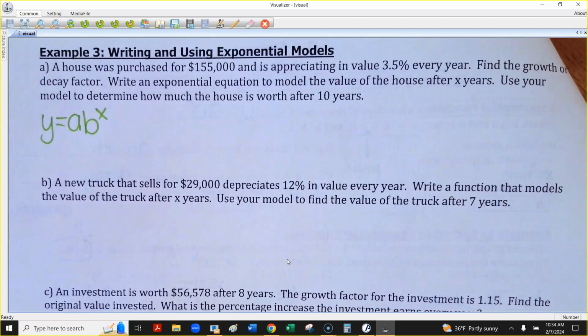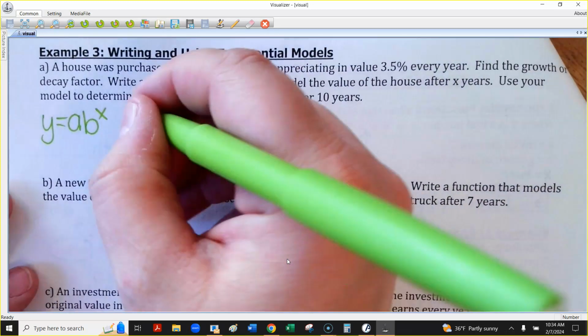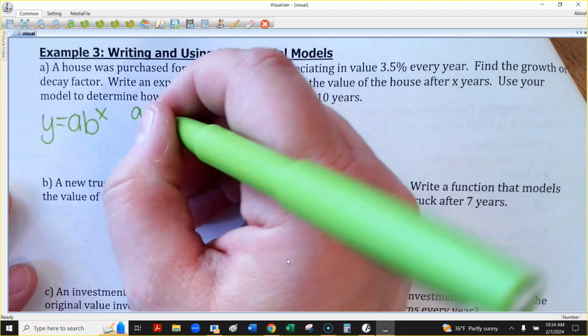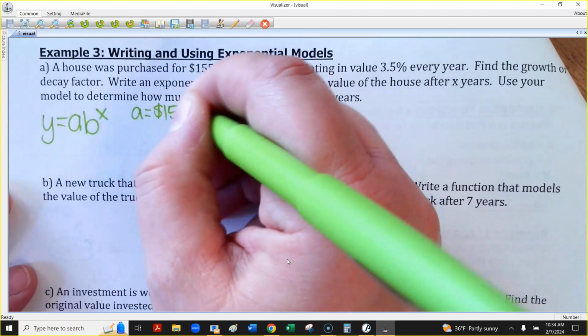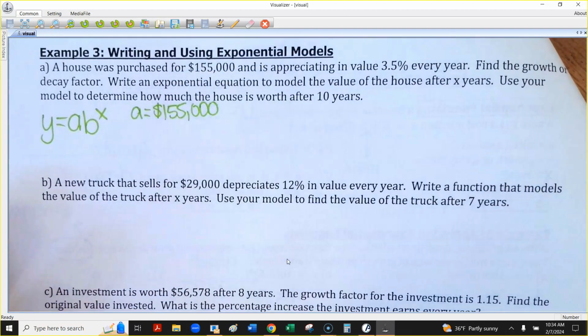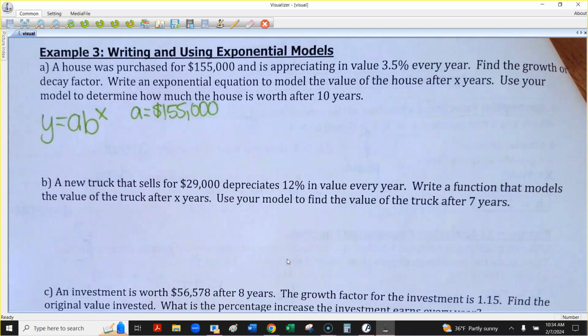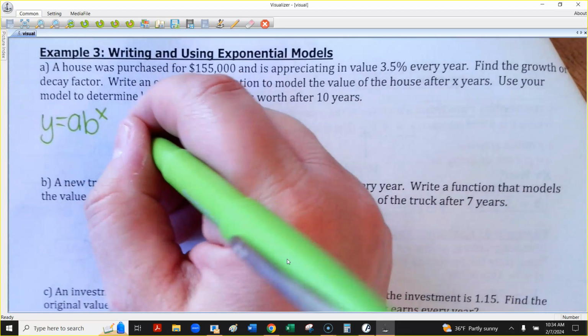Okay, says a house is purchased at $155K. So my initial amount is going to be my a value, which is this $155,000. You don't have to put the money sign in front of it. Now, does appreciate mean it's increasing or decreasing? Increasing. Okay, most generally, if you're talking about house prices or car prices actually generally go down, but they go up. So when you do the b value here, it's increasing.